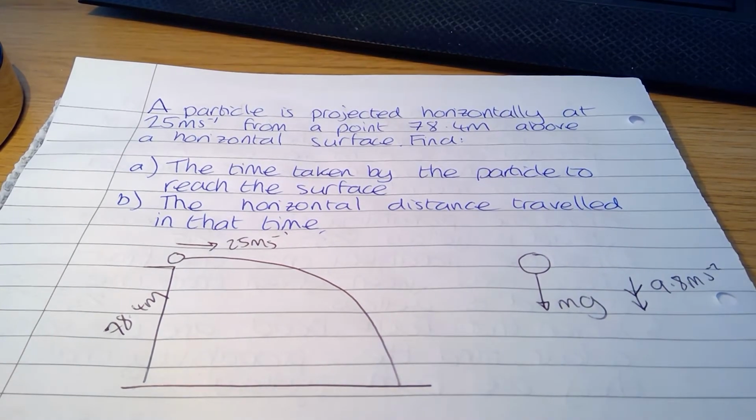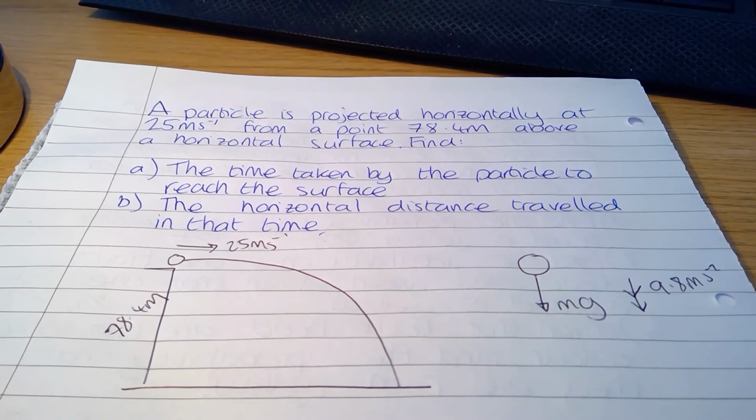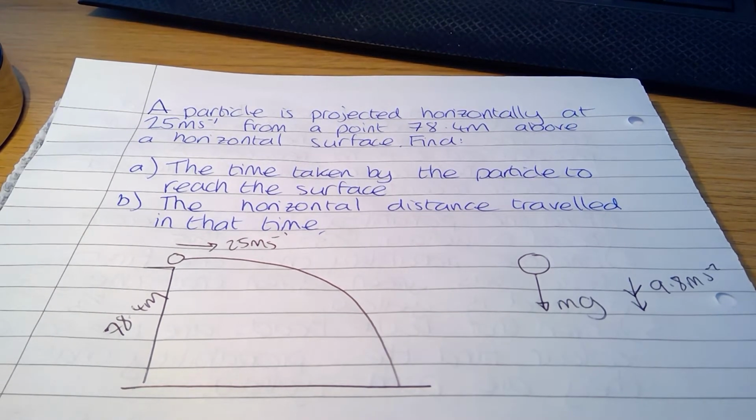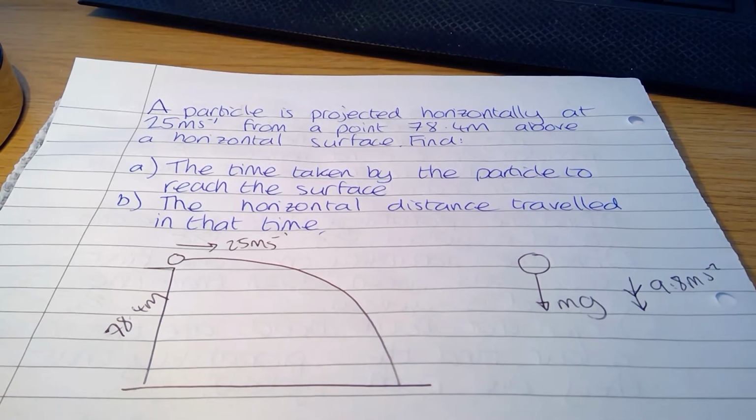So that's going to be the key thing for solving all of these problems: realising that when you resolve horizontally, the speed is constant. When you resolve vertically, the speed is subject to the acceleration of 9.8 meters per second squared downwards, and that's how we can approach things.